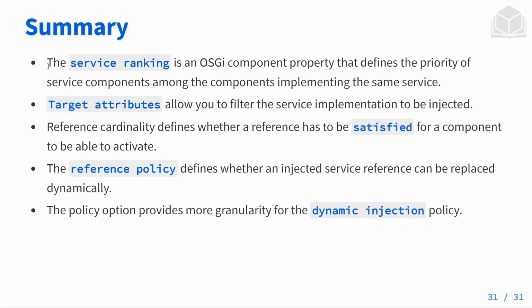The service ranking is an OSGi component property that defines the priority of service components among the components implementing the same service. Target attributes allow you to filter the service implementation to be injected. Reference cardinality defines whether a reference has to be satisfied for a component to be able to activate. The reference policy defines whether an injected service reference can be replaced dynamically. And the policy option provides more granularity for the dynamic injection policy.